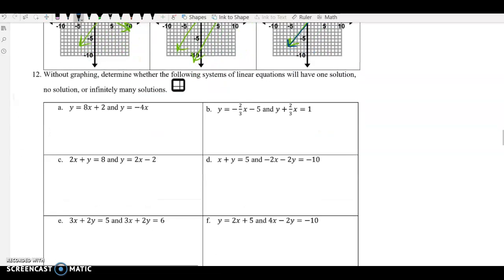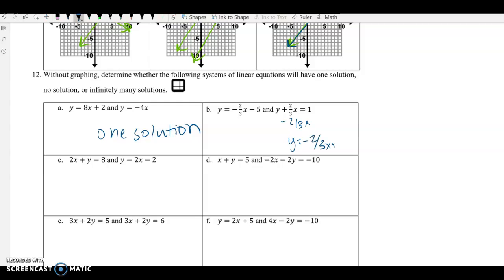So 12 says, without graphing, determine whether the following systems of equations will have one solution, no solutions, or infinitely many solutions. For this one, I have two separate slopes, so they're not going to be parallel, and they're not the same exact equation, so I know this has one solution. They will meet at one point. For this one, if I subtract 2/3 x on both sides to put this in slope-intercept form, I have y equals negative 2/3 x plus 1.